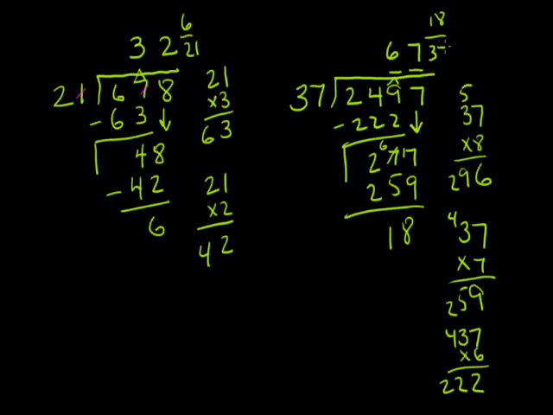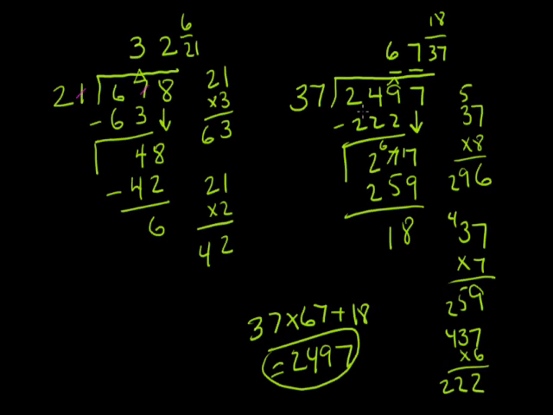If you'd like to check that with a calculator, you do 37 times 67, add your remainder, which is 18, and you will get 2,497. So it checks, and it is correct.